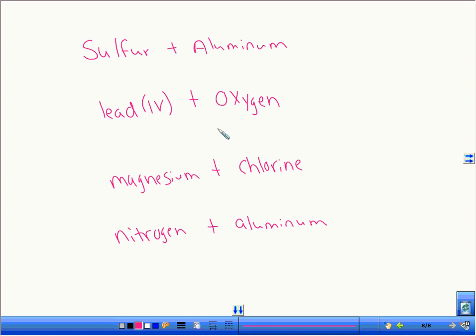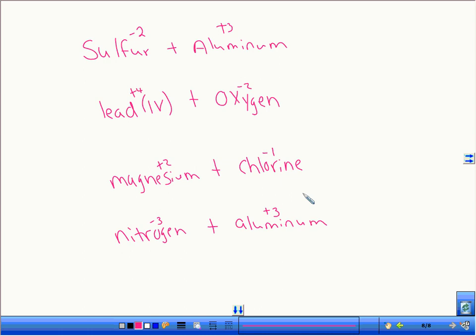First thing you do is you look and find out what each one's oxidation number is. Like on the periodic table, we would look for sulfur. He's a -2. This is a +3. Those are numbers that we just wrote. This lead, in order for us to tell, it is a +4. This oxygen's a -2. This magnesium is a +2, this chlorine's a -1, this nitrogen's a -3, this one's a +3.